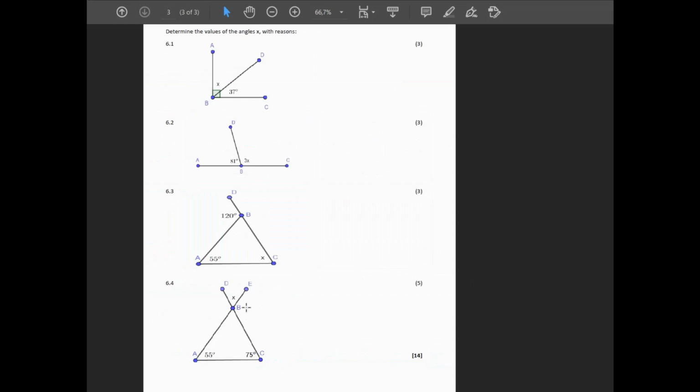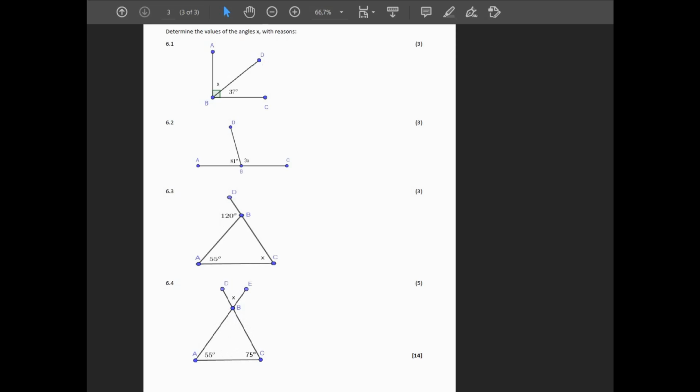So for 6.4 over here, we get given this triangle, and they want us to work out x. The way that I see that we can do this is we can work out this angle B over here, right? We can work out angle B because we have two known angles of this triangle, so we can work out the unknown angle. So let's do that first and then see what we can do from there.